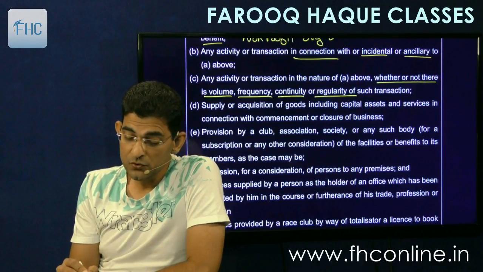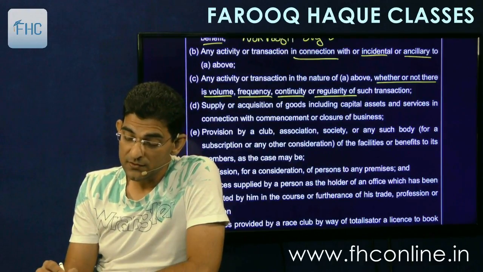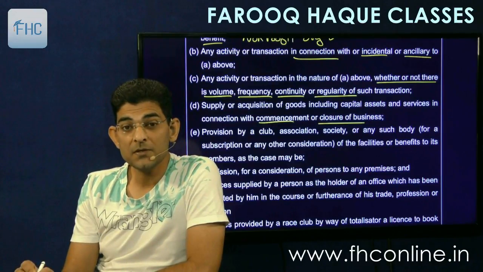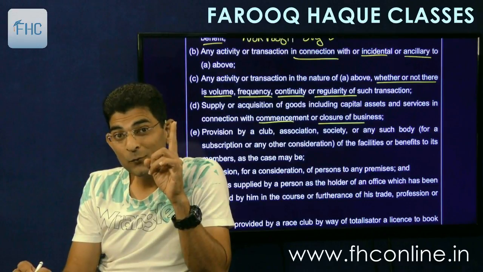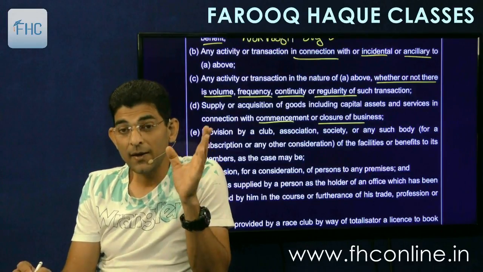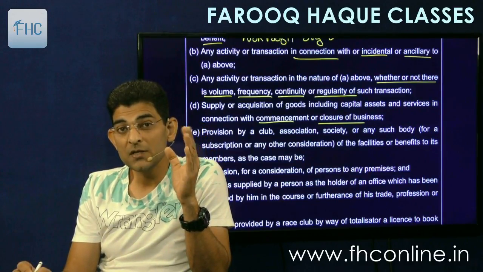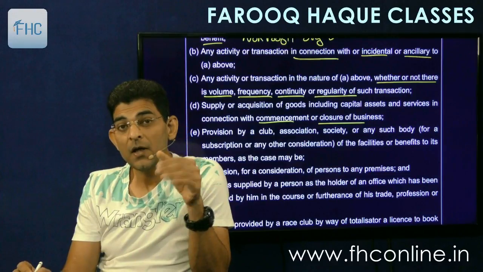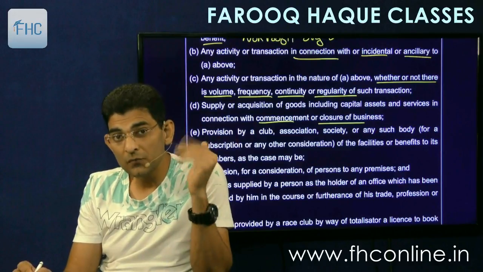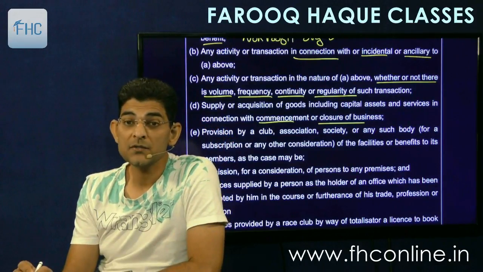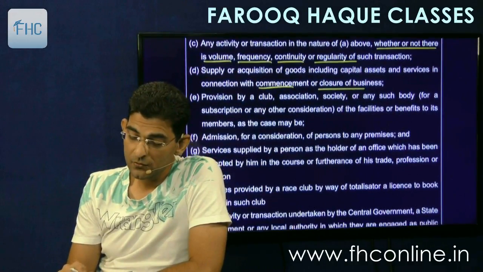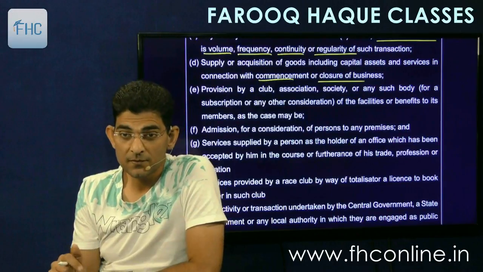Then supply or acquisition of goods including capital assets and services in connection with commencement or closure of business. This comes in the word furtherance of business, I told you. So normal sale of raw material or finished goods is the course of business. And when you purchase some machineries, equipments, furniture, etc., for commencement of business, or at the time of closure when you sell off your assets, that will also be called business. To be precise, furtherance of business.